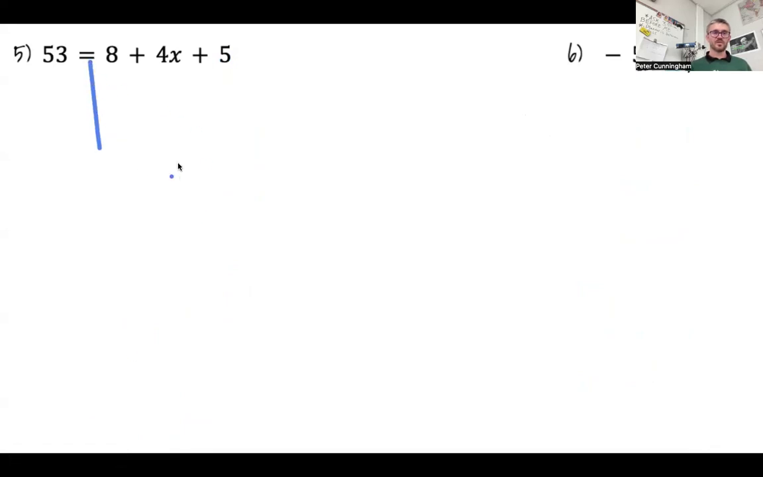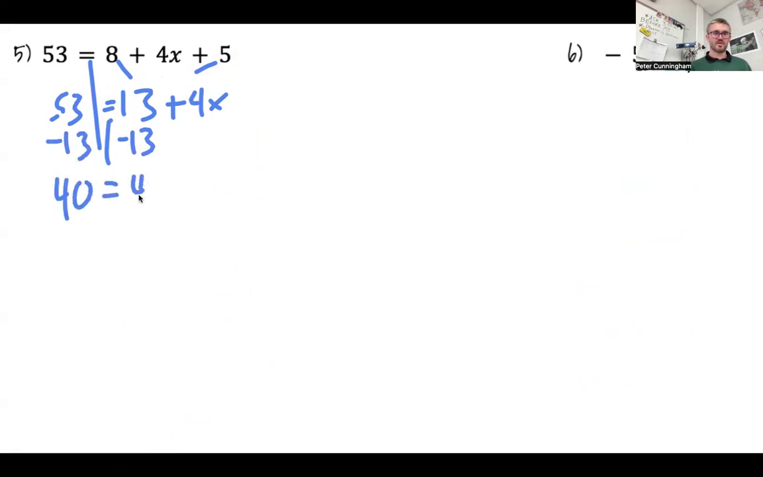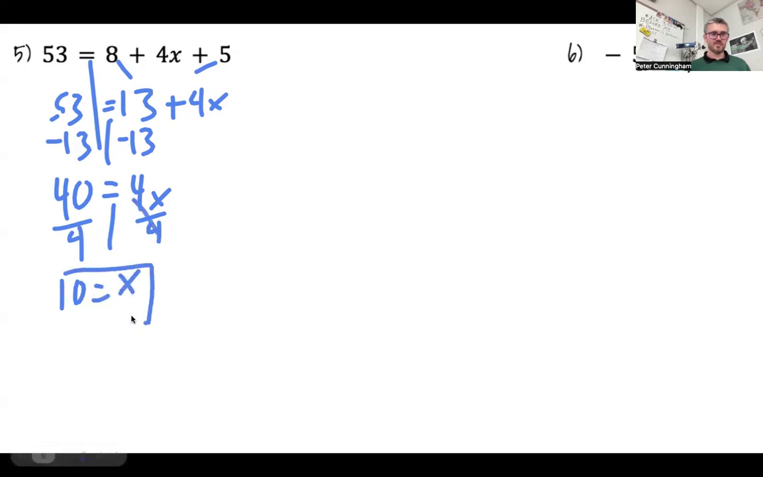Similar to previous, we need to combine these first. 8 plus 5 is 13, plus 4x equals 53. Take 13 away from both sides. 40 equals 4x. And again, if you already checked this with me on Thursday, you can fast forward this and just go straight to the next lesson. Divide by 4 on both sides, x equals 10.